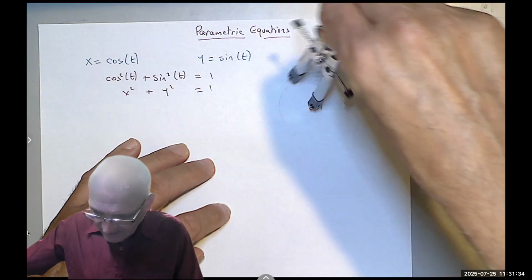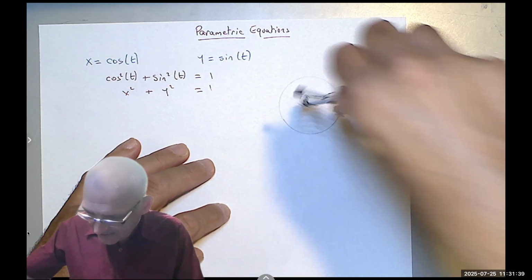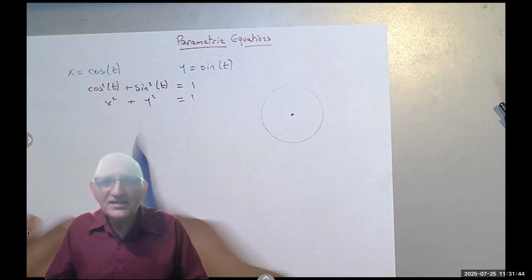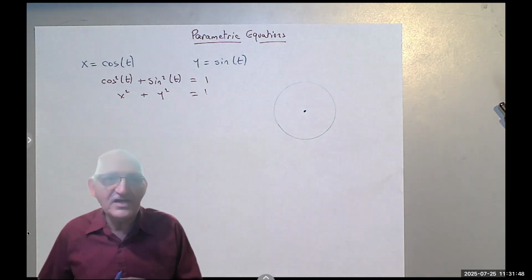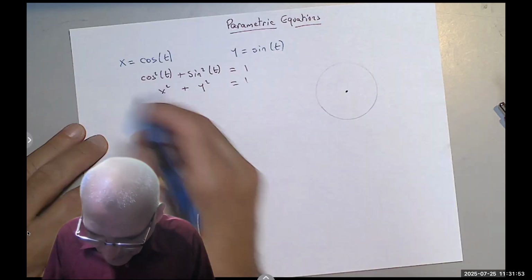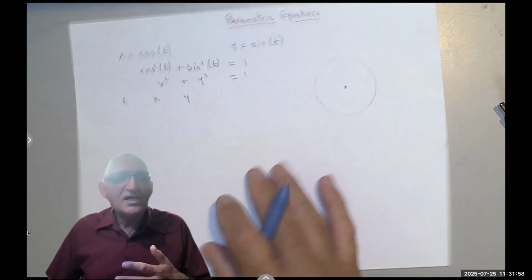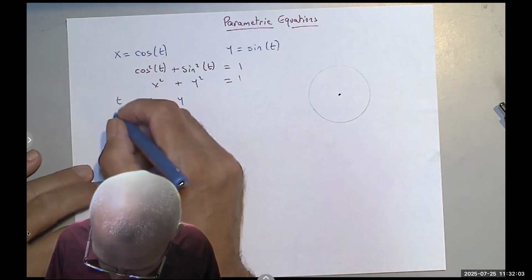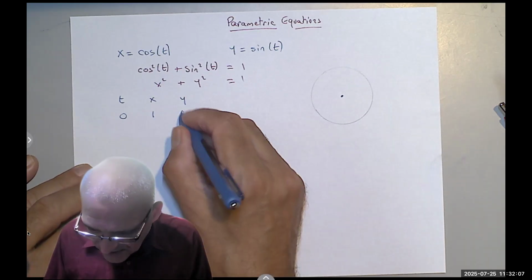But we are not yet done. Remember, I told you it better describes the motion of a particle. So if I don't give you a limit, the value of t can be anything. It can go from negative infinity to plus infinity. So what does that describe? You would say, okay, let me make a small table. I'm going to write t, x, y. And I'm going to use the values of t that I know their sine and cosine. So for example, I start with 0. I say cosine 0 is 1, sine 0 is 0, so I am here.